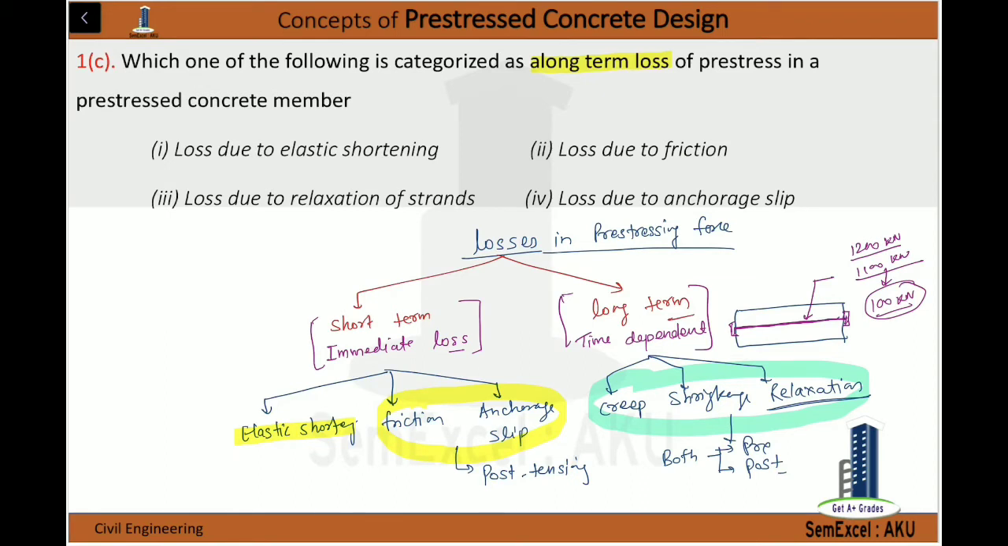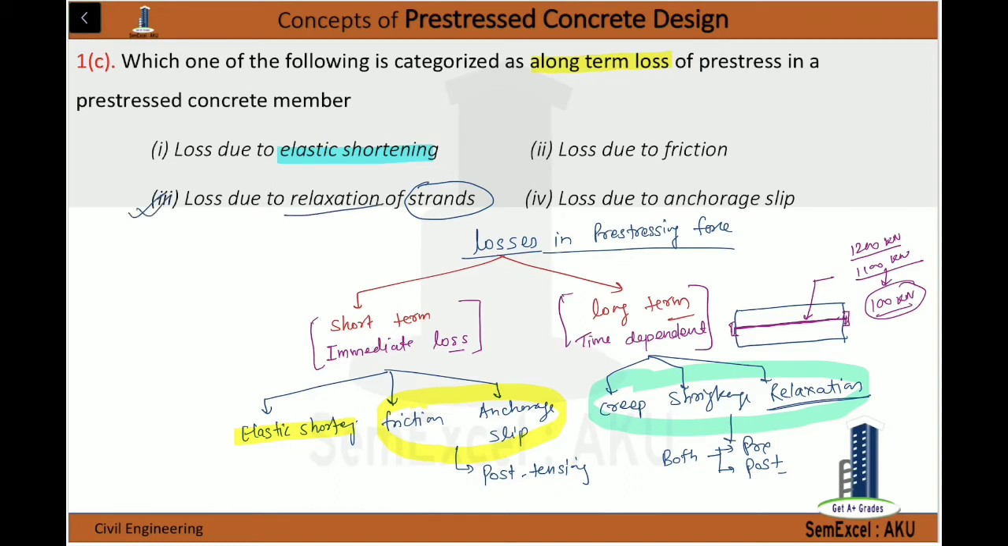Which of the following is categorized as a long-term loss? The first option is loss due to elastic shortening. This is an immediate loss, we have just discussed. So this is not a long-term loss. Loss due to friction, this is also a short-term loss. Third is the loss due to relaxation of a strand. What is a strand? The pre-stressing cable is known as the strand. So relaxation of steel is a long-term loss, so this will be the correct option.